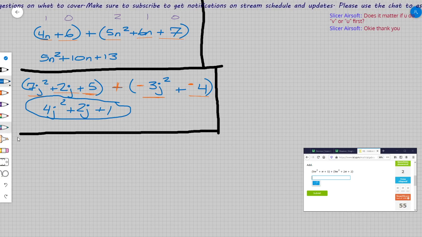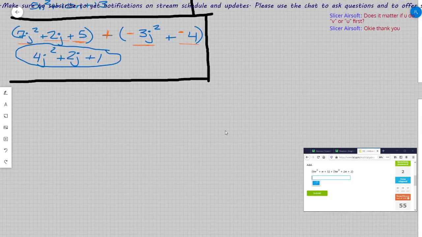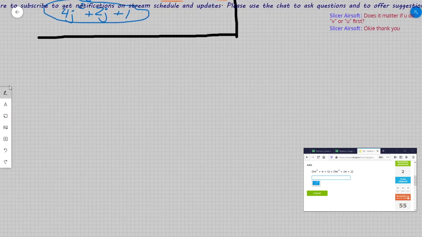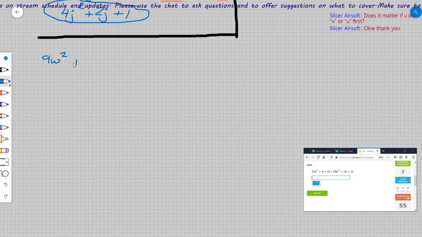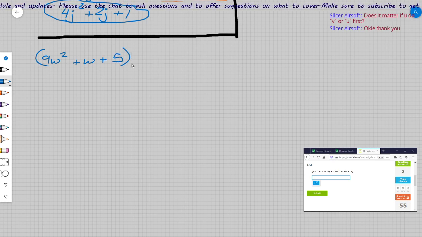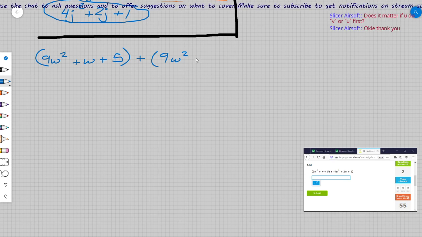Alright, so 9w squared. Actually, just to make this a bit easier for my writing, I'm going to scroll this up some. W squared plus w plus 5, parentheses, add 9w squared plus 2w plus 2.